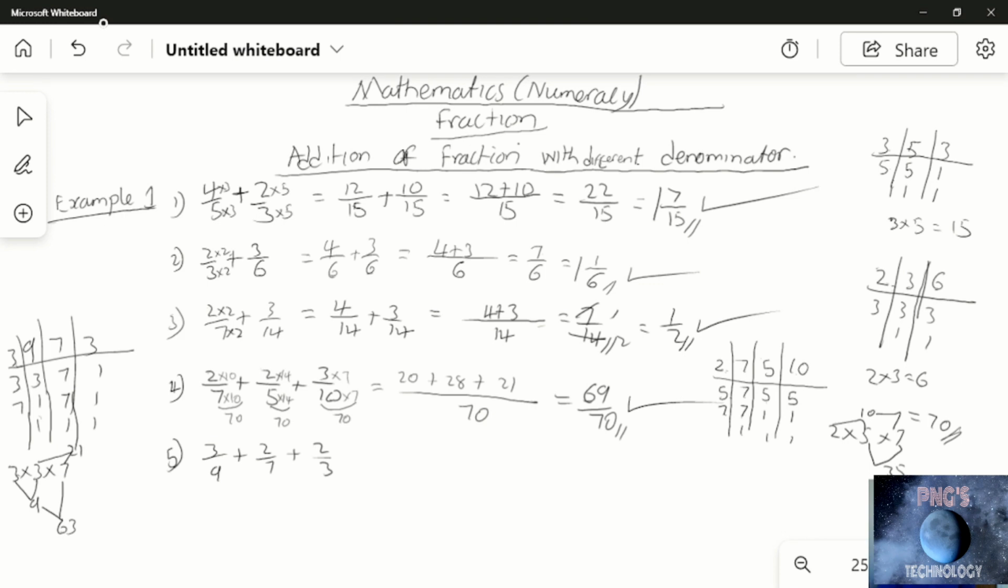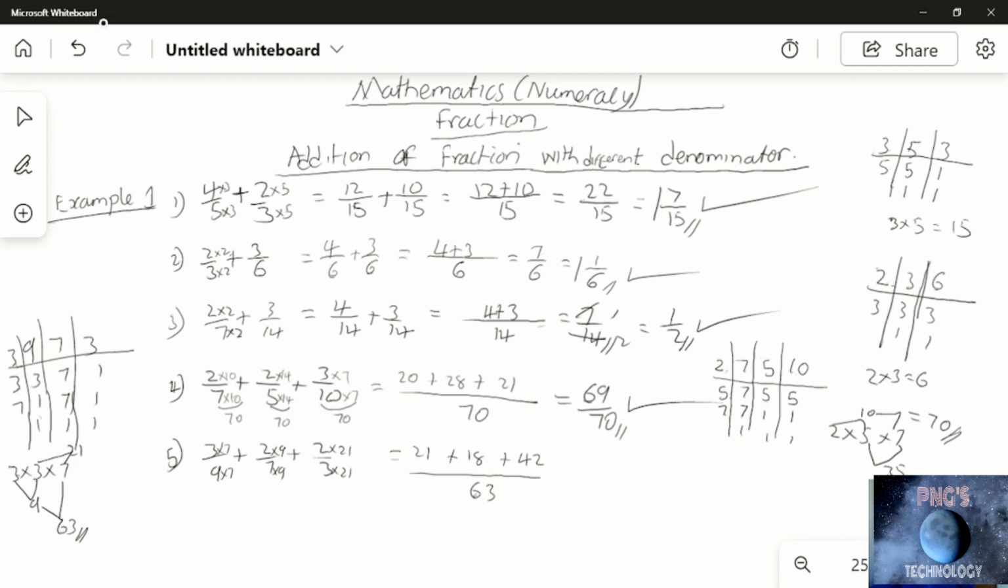So 9 times what will give us 63? Our LCM is 63. So it will be 9 times 7. 7 times what will give us 63? 7 times 9. 3 times what will give us 63? 3 times 21. So 3 times 7 is 21, plus 2 times 9 is 18, plus 2 times 21 is 42, all over 63.